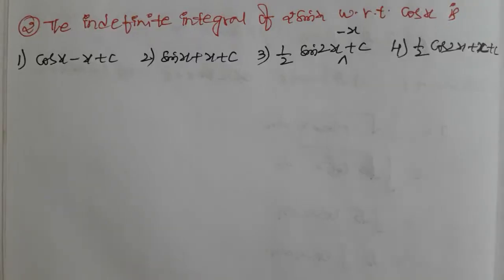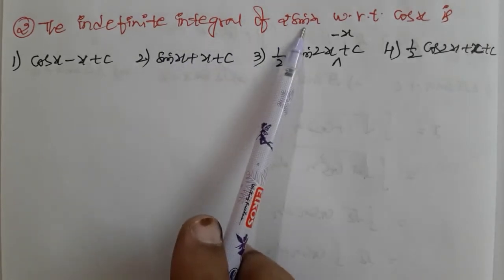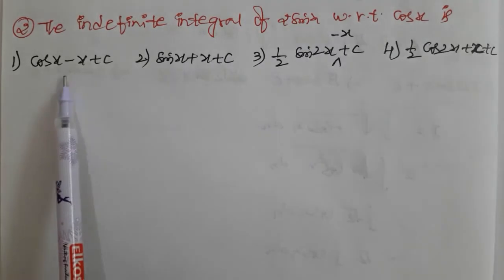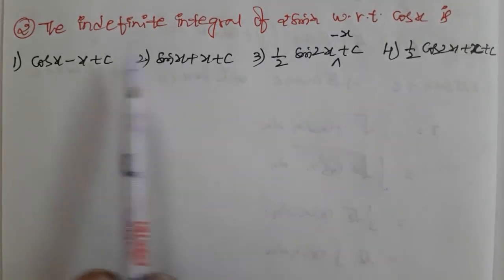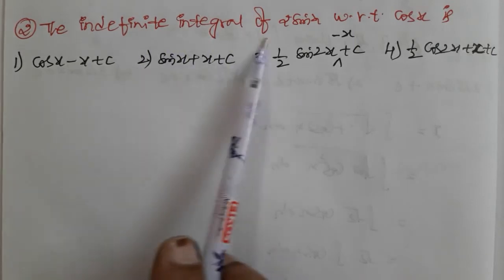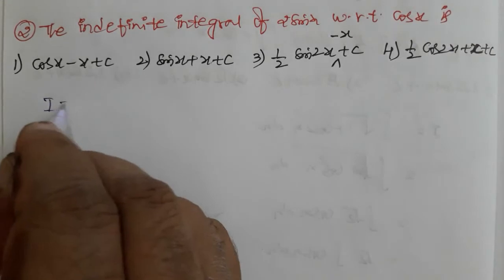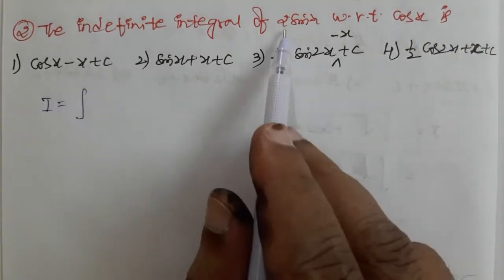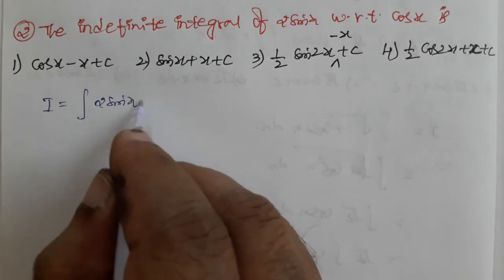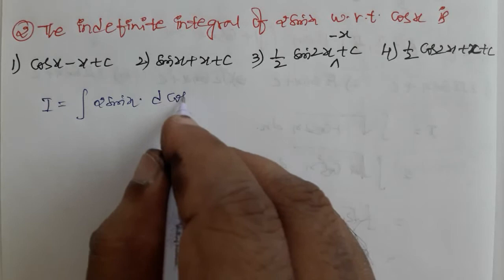Now, second question. The indefinite integral of 2 sin x with respect to cos x is. There will be four options. So, let us calculate the indefinite integral of 2 sin x with respect to cos x. I is equal to integral of, here the function is 2 sin x. So 2 sin x with respect to cos x means we can write it as d of cos x.